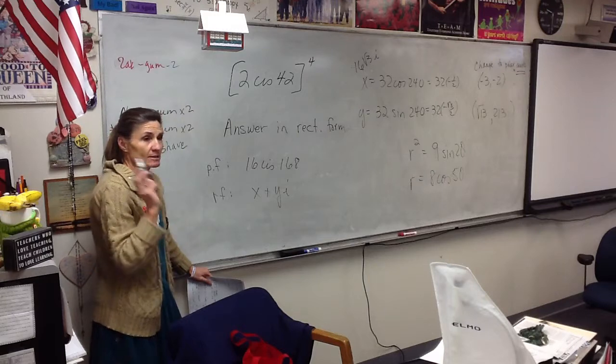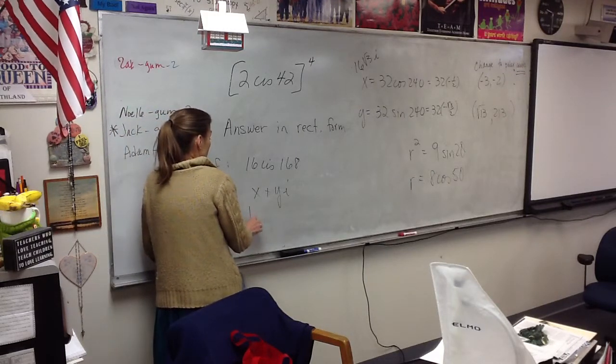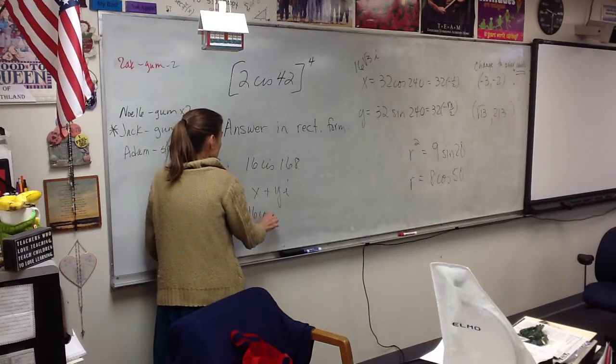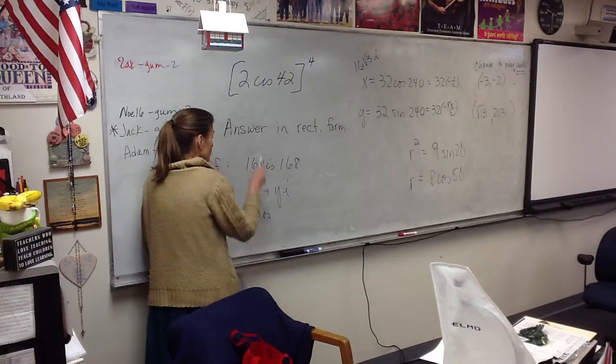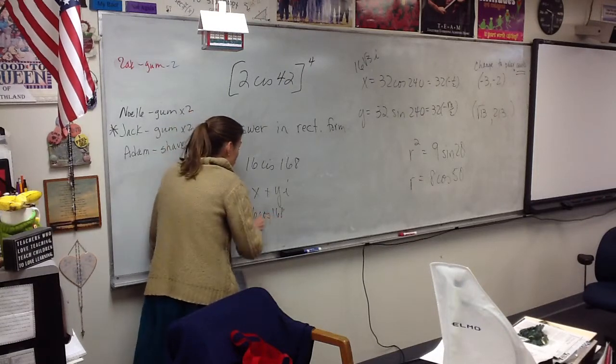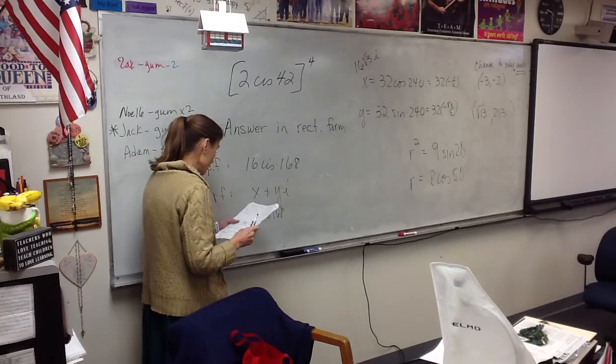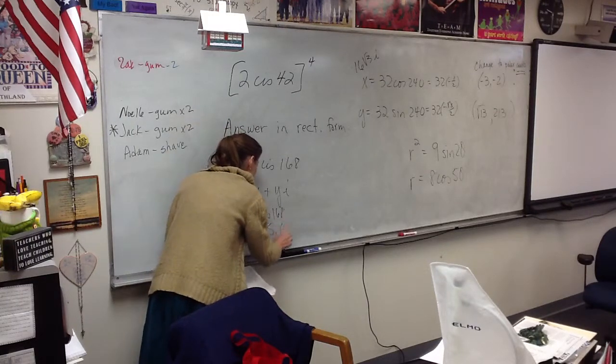How do we find x? Always, always, always, x equals r cosine. So whatever you get when you do 16 cosine 168, which is negative 15.65, that's your x value.